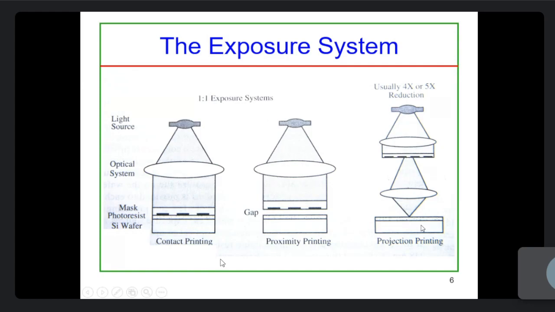I have already shown a block diagram of the overall system. We can move it in the X direction, Y direction, and Z direction. We can also move this, and the mask, which you are holding, you can also slide that.